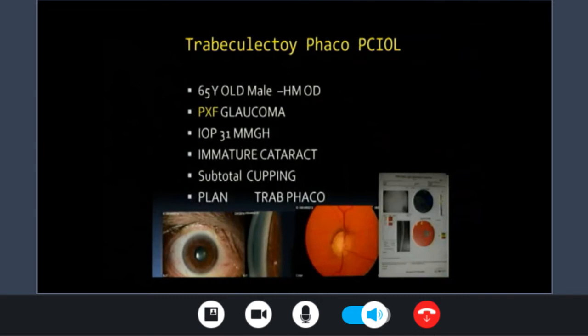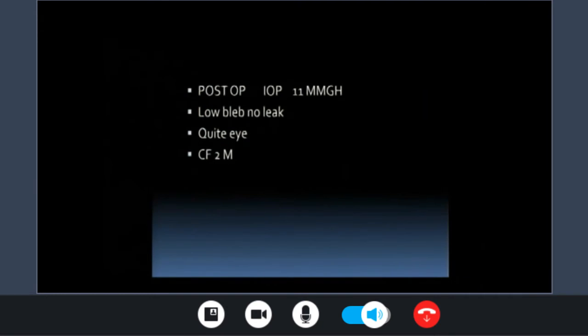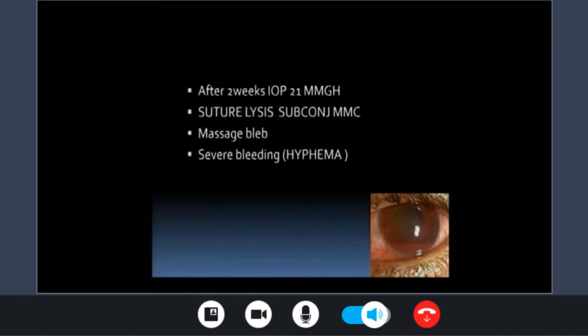This is another patient who presented to me with pseudoexfoliation glaucoma, 31 millimeter mercury intraocular pressure, immature cataract, and subtotal cupping. Actually, this patient presented with hand motion. So the plan was trap phaco. The post-op intraocular pressure was 11. The bleb was not leaking. The eye was quiet, and the patient's vision improved to counting fingers at 2 meters. After 2 weeks, IOP rose to 21 millimeter mercury. So I decided to do suture lysis for him and subconjunctival injection of mitomycin.